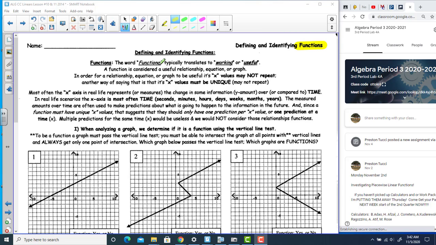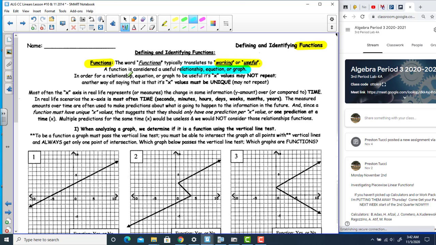In today's lesson, I want to talk to you about what it means to be a function. You've heard us throw that word around quite a bit over the last few weeks, and now I want to give you the formal definition. So, the word function in the English language means something that is working or useful. And mathematically, we're going to consider a function a relationship or an equation that is working or useful.